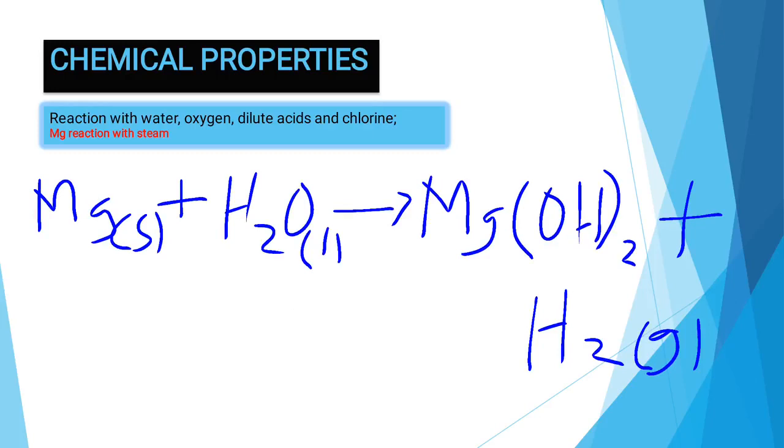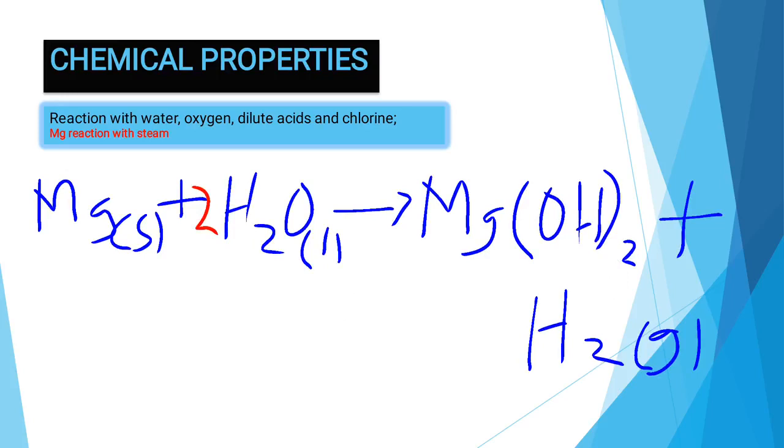So we can think of balancing with a 2 here. If we put a 2 there, we will have 4 hydrogen. And then what about the number of oxygen? We have 2 on the reactant side and 2 on the product side. So the equation is now balanced.